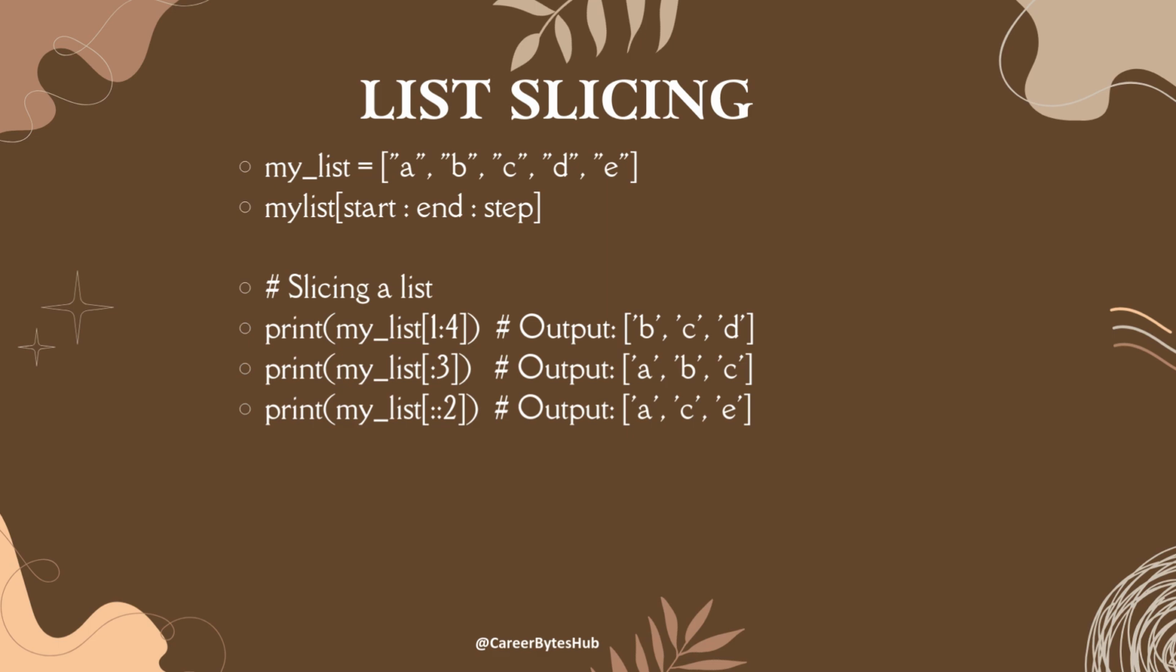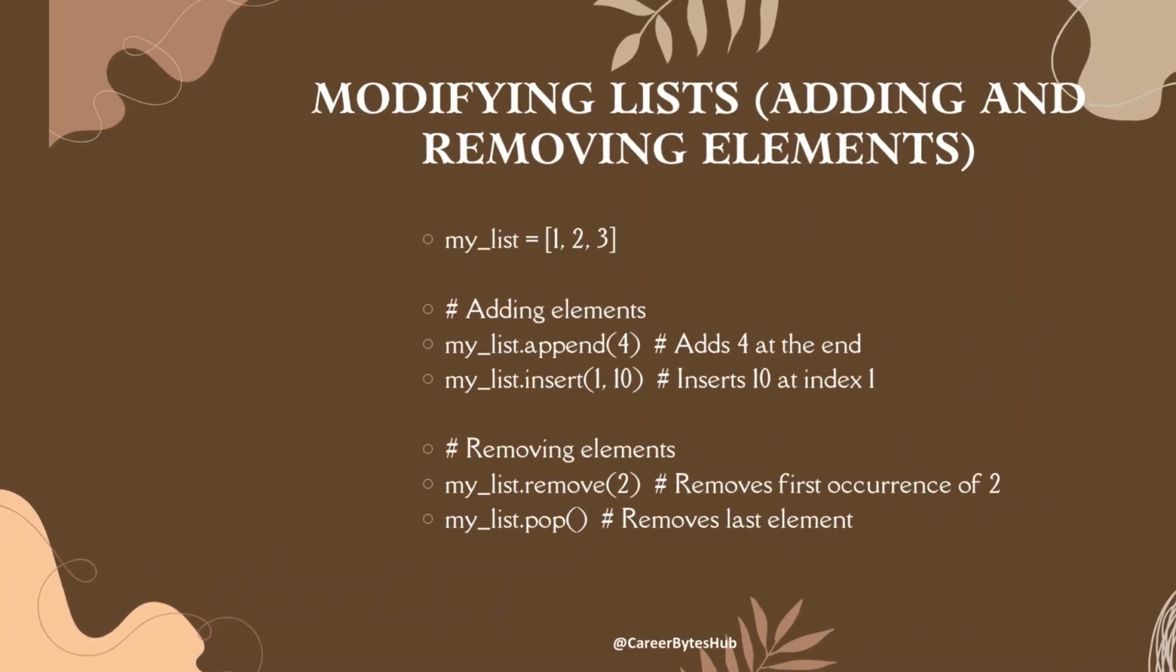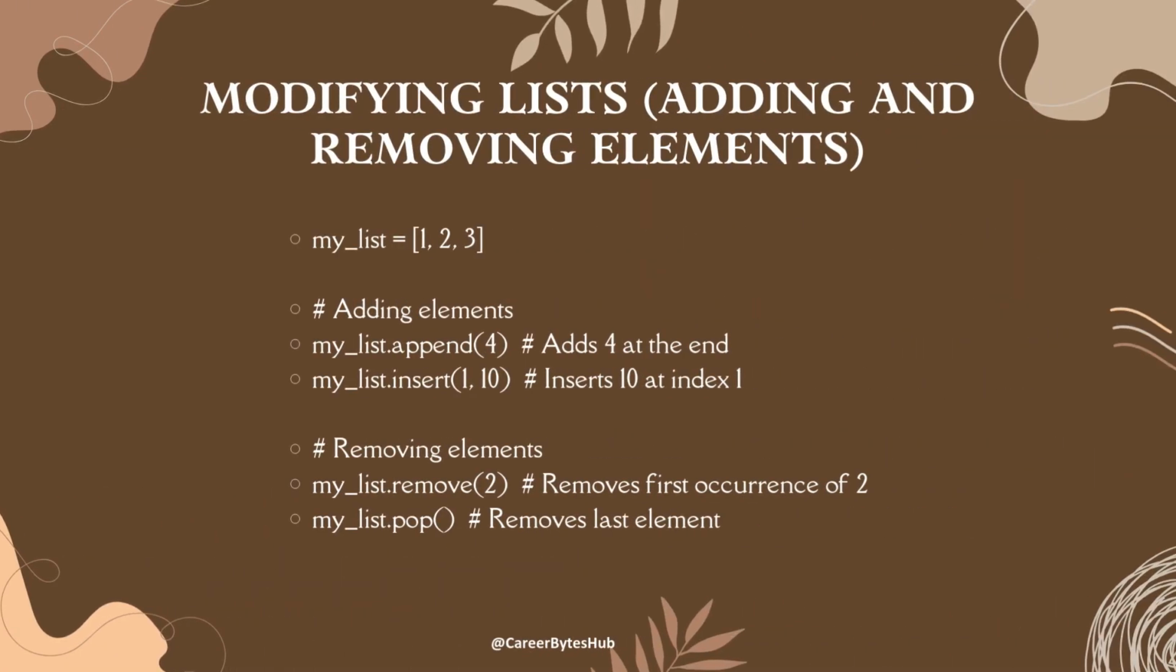Now that we know how to access and slice lists, let's move to modifying them. Since lists are mutable, we can add and remove elements. The .append method adds an element at the end, while .insert lets us insert at a specific position. To remove elements, we can use .remove or .pop, which removes the last element by default.